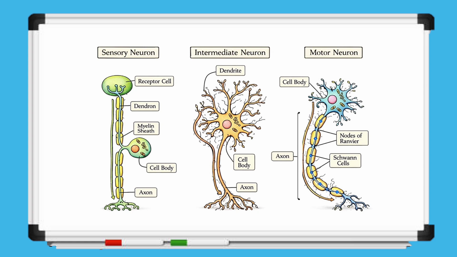In summary, sensory neurons bring information to the CNS, relay neurons process and pass impulses within the CNS, and motor neurons carry commands from the CNS to the body, enabling the nervous system to sense, process, and respond to the environment efficiently.